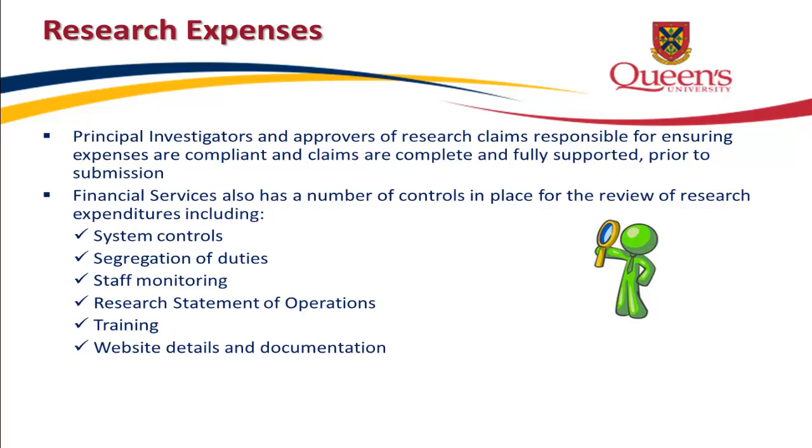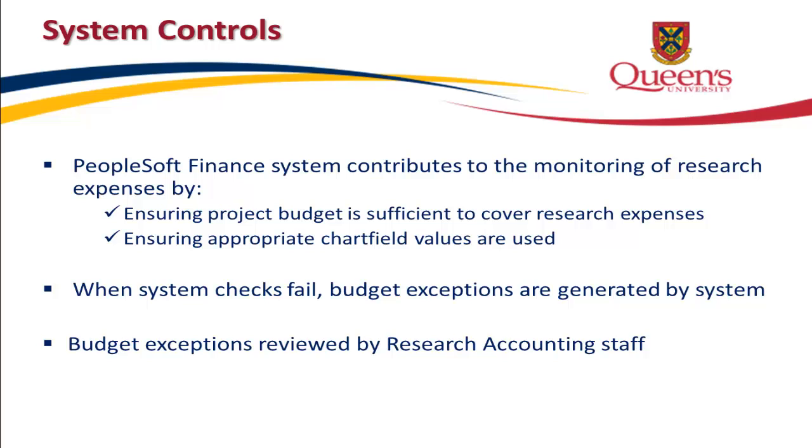Financial Services has a number of controls in place for the review of expenses, including system controls, the segregation of duties, staff monitoring, the research statement of operations, training, and website details. The PeopleSoft finance system contributes to the monitoring of research expenses by ensuring project budgets cover the amount of the expense and by ensuring appropriate chart field values are used. When system checks fail, a budget exception is generated by the system. Budget exceptions are reviewed by research accounting staff.